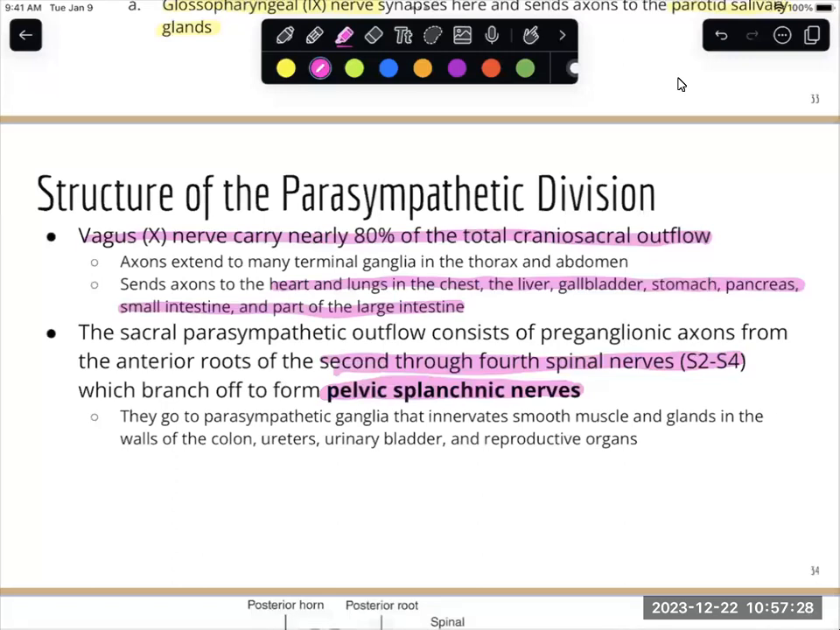Again, those pelvic splanchnic nerves are going to have that parasympathetic, the second through fourth sacral nerve is sending that parasympathetic on that pelvic splanchnic nerve. It's going to go to smooth muscle and glands in the colon, ureters, urinary bladder, and reproductive organs.